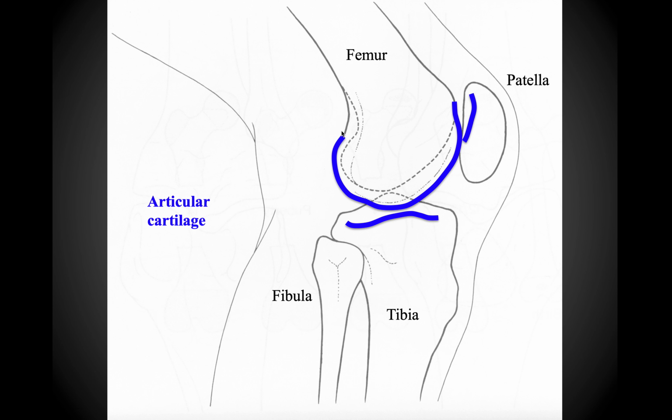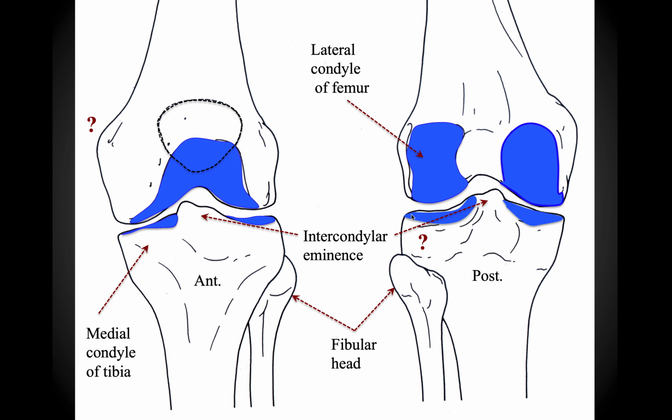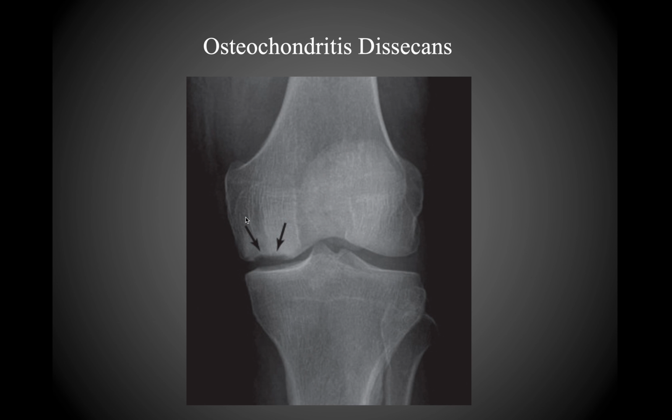So you can see where the femoral condyles have a thin layer of articular cartilage, as does the posterior aspect of the patella that articulates with the femur, and then the tibial condyles are also going to be covered with articular cartilage. So this is just another drawing of the anterior versus posterior knee joint, where you can appreciate in blue the regions of articular cartilage. So any of those regions are going to be at risk for osteoarthritis.